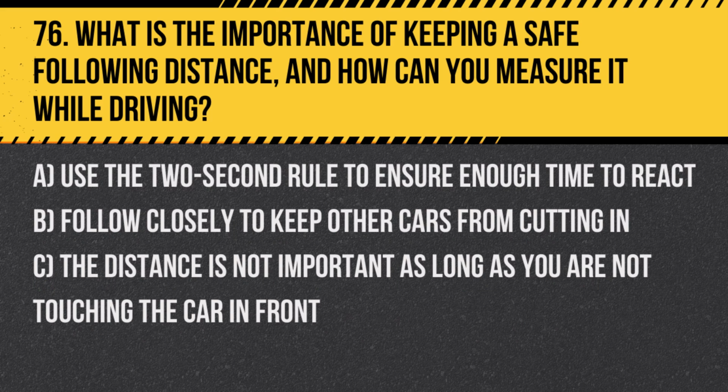Question 76. What is the importance of keeping a safe following distance, and how can you measure it while driving? A. Use the 2-second rule to ensure enough time to react. B. Follow closely to keep other cars from cutting in. C. The distance is not important as long as you are not touching the car in front. Answer: A. Use the 2-second rule to ensure enough time to react. Maintaining a safe distance gives you time to respond to sudden stops or changes in traffic.